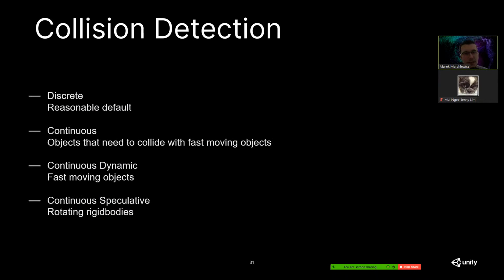So to sum up, discrete collision detection is the reasonable default and is the most performant one. But for fast-moving objects, to avoid barrier penetration, we probably want to use continuous dynamic. And for the objects that collide with these fast-moving objects, we want to go for continuous. And finally, to account for angular velocity, we can fall back to continuous speculative, which deals very well with fast rotating objects. Okay, so this is the choice that you need to make when you set your rigid bodies in a scene.